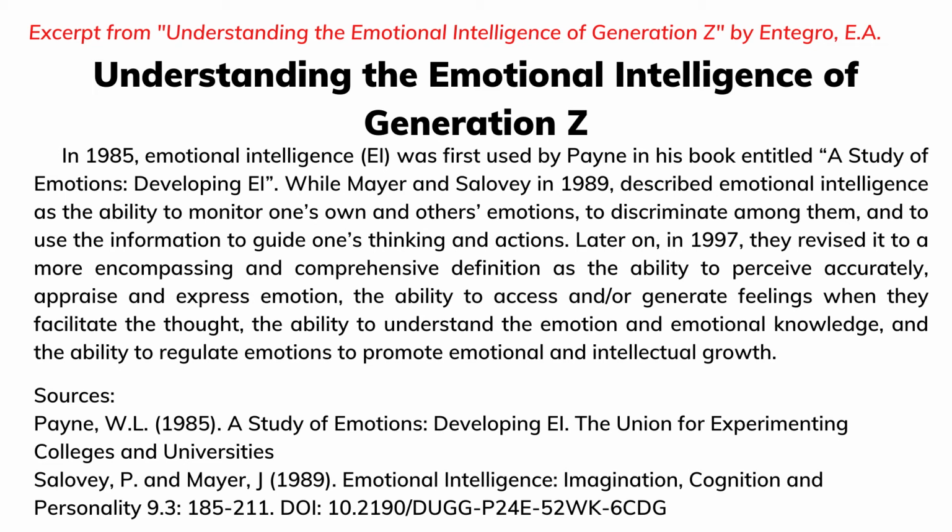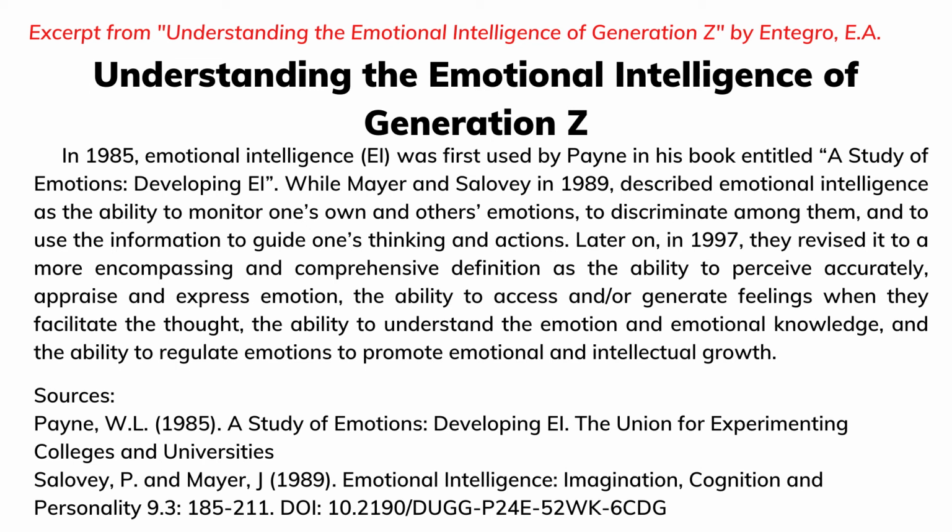In the first sentence, I defined my general topic, my variable, and also I cited my source, which is Payne's book, Study of Emotions Developing EI, while Mayer and Salovey in 1989 described emotional intelligence as the ability to monitor one's own and others' emotions, to discriminate among them, and to use the information to guide one's thinking and actions.